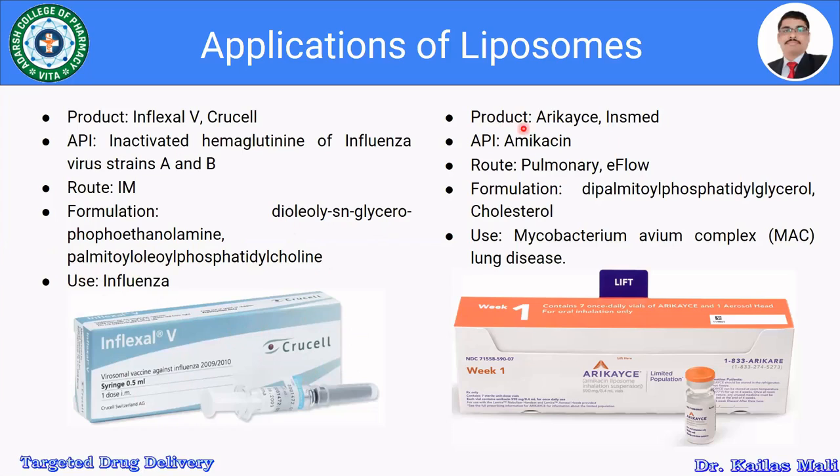Yet another product is there, that is Arikayce, which is developed by Insmed, which contains the API amikacin. It is given by the pulmonary route by using the eFlow device. The formulation comprises dipalmitoyl phosphatidylglycerol and cholesterol, and it is used for Mycobacterium avium complex lung disease. So this is a product, Arikayce.